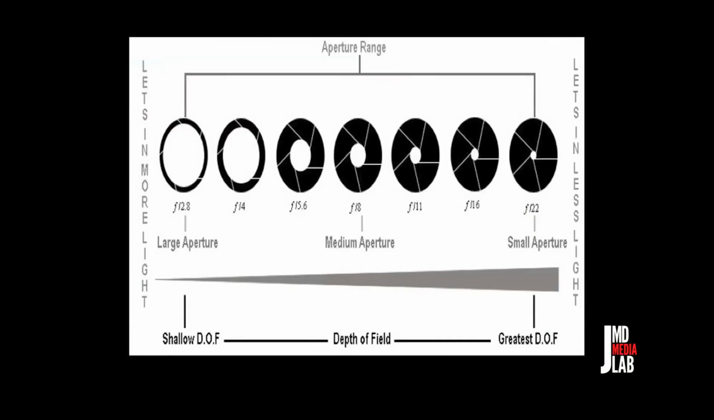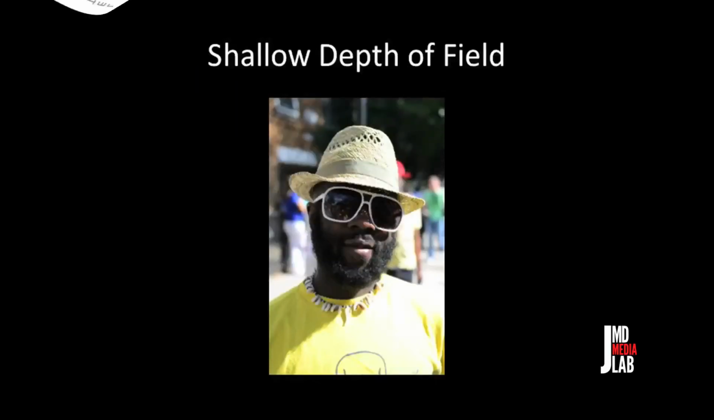So taking a look again at this aperture chart and how it reflects to depth of field, we can see f2.8, with the wide aperture opening, is producing a shallow depth of field, and f22 is creating a greater depth of field. So we can see how that whole range sort of relates to each other.